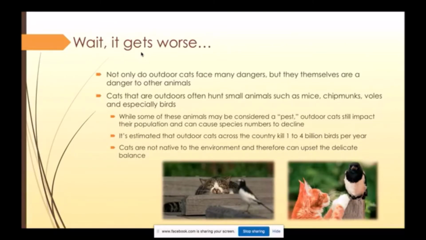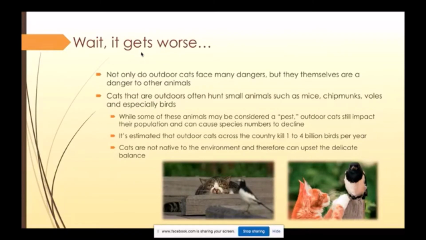And while we might consider mice or birds pests, depending on the situation, outdoor cats still really impact their populations and can cause species numbers to go down, and really impact how well the species is doing. It's estimated that outdoor cats across the country kill anywhere from 1 to 4 billion birds per year. Cats are extremely smart and agile, so even though birds can fly, cats like to sneak up on them and can really impact their populations, because that's what they're doing most of the time that they're outside. They're letting out that hunting instinct.